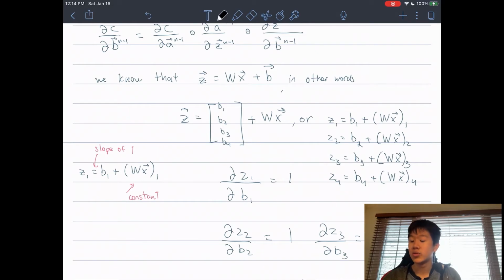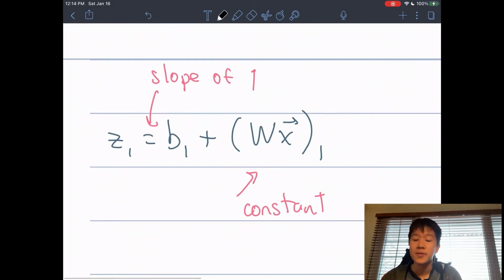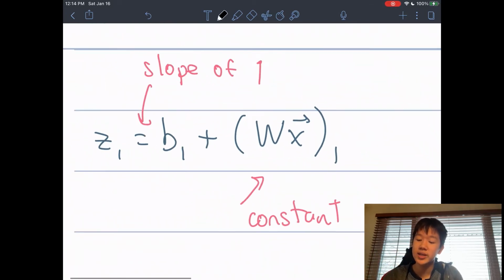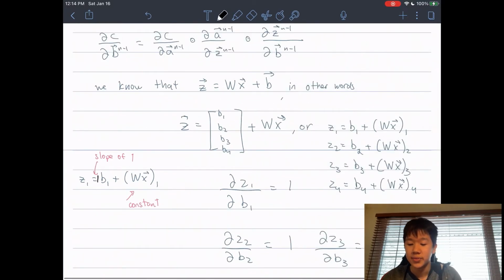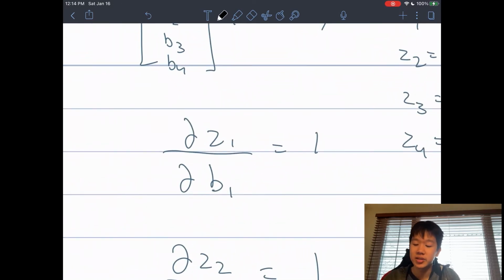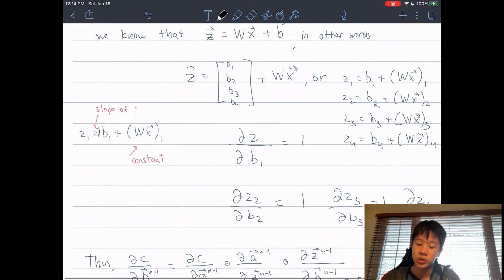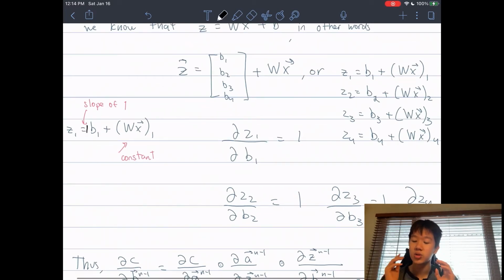And we're just going to take one to analyze it, and we see that if you want to take ∂z1/∂b1, this just looks like a linear equation. So this is a constant, and this is just something with a slope of 1. So there's an imaginary 1 here. And thus, we have that ∂z1/∂b1 is equal to 1. ∂z2/∂b2, it's the same logic, it's also going to be 1.